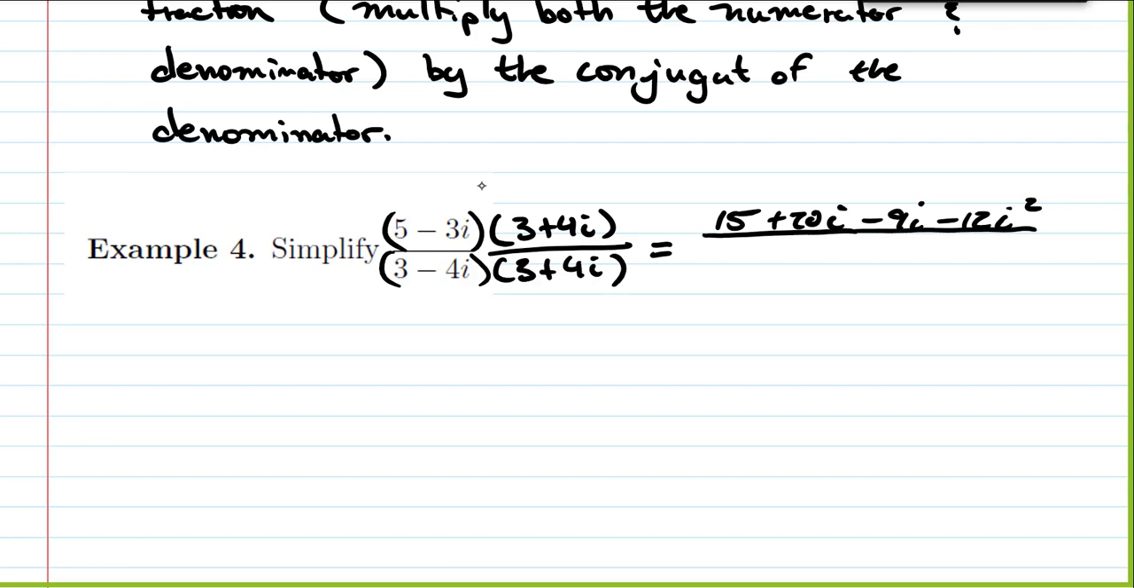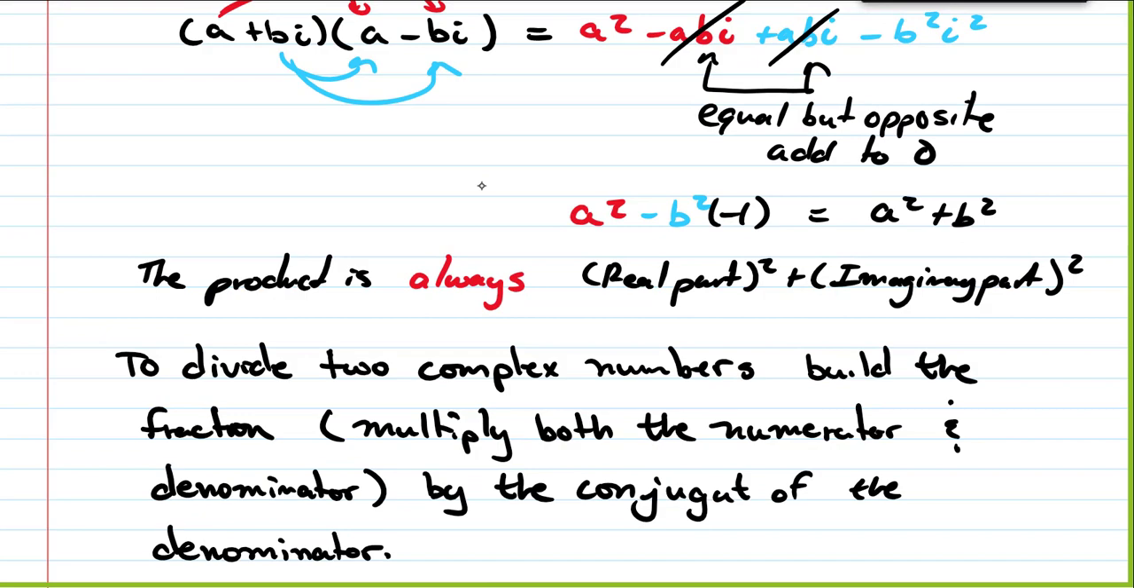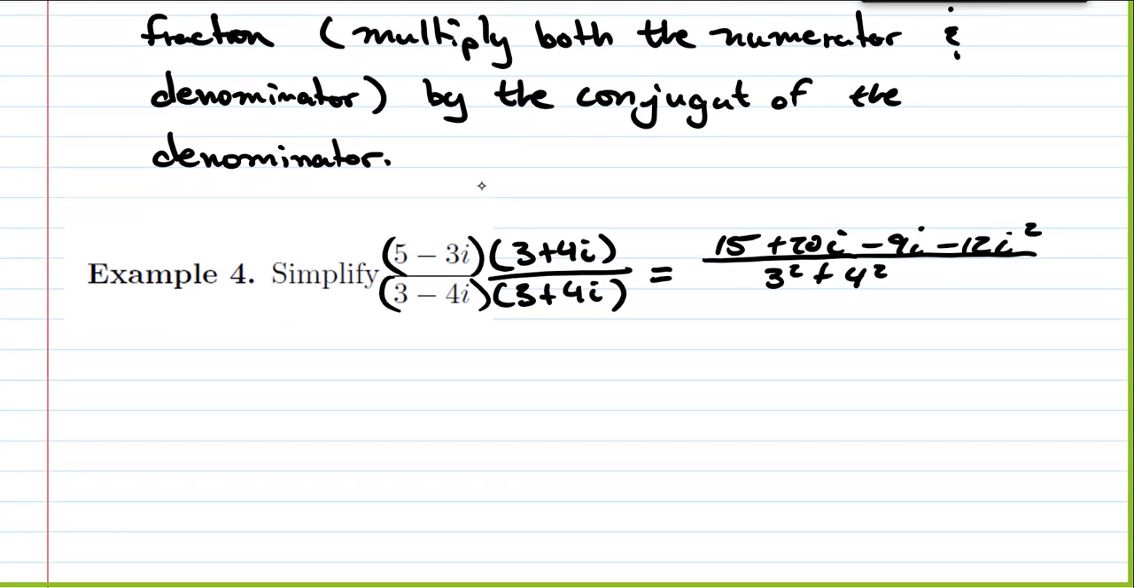We rinse and repeat for the denominator, but we know we don't have to multiply that out by hand. If we do, we'll get the same answer. But what do we know about the product of a complex number and its conjugate? It's always the real part squared plus the imaginary part squared. So it's going to be 3 squared plus 4 squared. If you don't believe me, you can FOIL it out and see that you get the same thing.